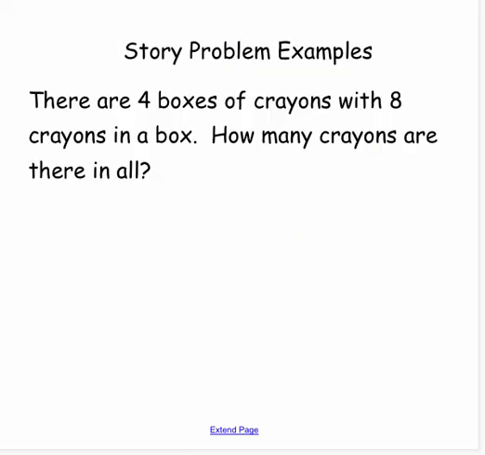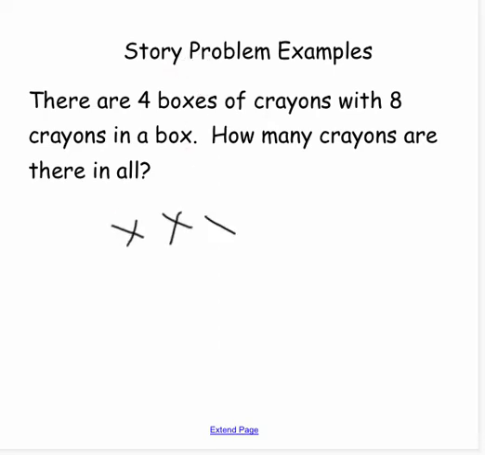Here's some story problem examples. There are 4 boxes of crayons with 8 crayons in a box. How many crayons are there in all? In our last lesson, we talked about drawing pictures to help us solve problems like this. Today, we're going to draw arrays to help us solve these problems. So if I have 4 boxes of crayons, I'm going to think of those as my 4 rows. And 8 crayons in a box, I'm going to draw X's to represent each of those crayons. So it's going to look something like this.